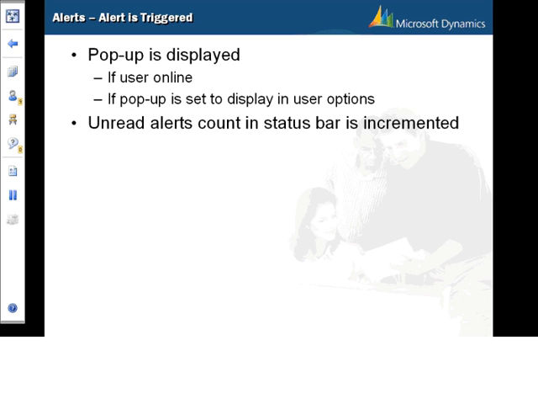So let's have a look at when alerts are triggered. This section discusses the general series of events that occur when conditions exist within Microsoft Dynamics AX that trigger an alert. When the polling mechanism in Microsoft Dynamics AX detects that an alert has been triggered and the alert rule owner is logged in, a pop-up is displayed immediately and the unread alert count in the status bar is updated.